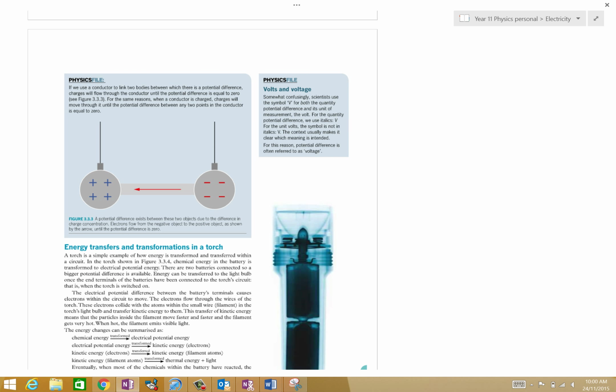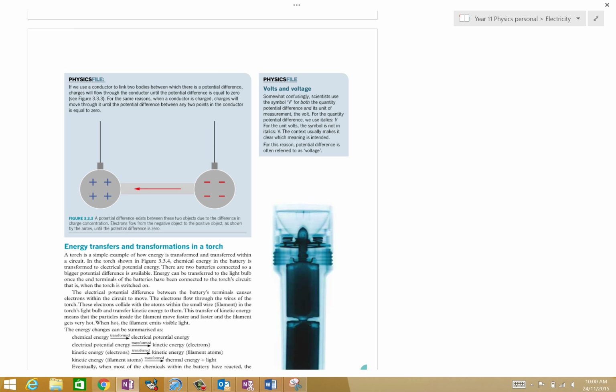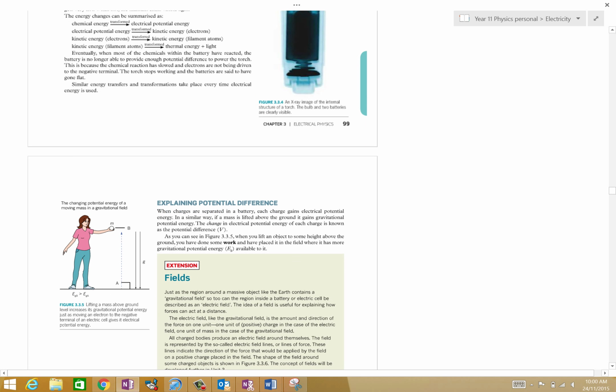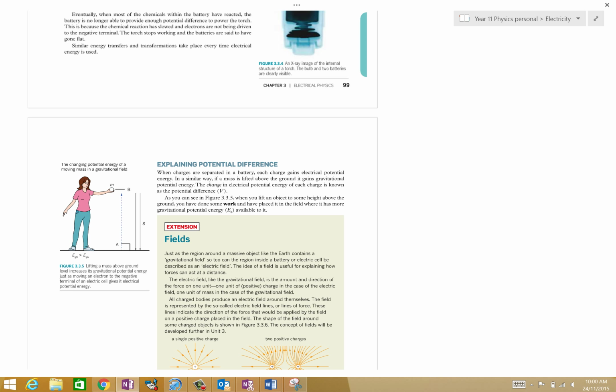So now if you have a look over here, this sort of explains it. You can see this lady holding a ball up. She has this gravitational potential energy, and you can liken that to potential difference.